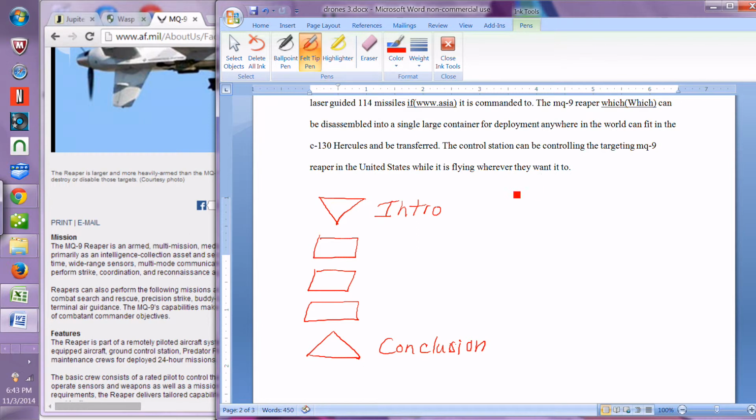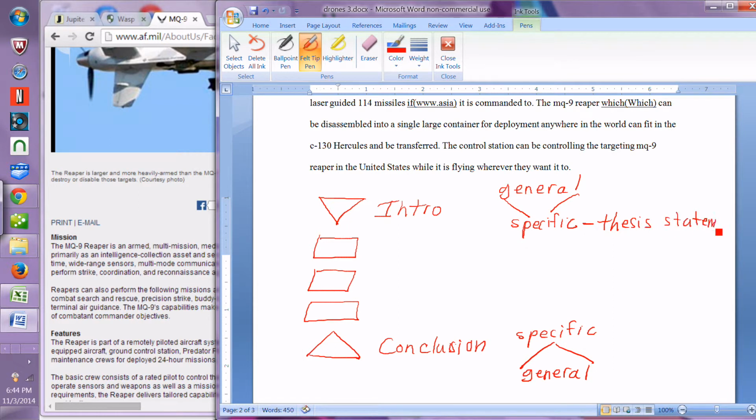And so our intro is going to start very general, and it's going to narrow down to being very specific. And the conclusion does exactly the opposite. It starts out very specific, and it widens to something very general. And usually the last sentence of our intro that's very specific is what we call our thesis statement. And our thesis statement is a statement telling the reader what our 3 body paragraphs are.